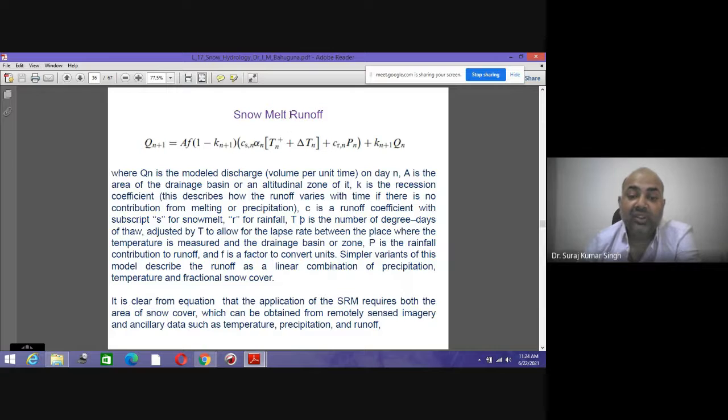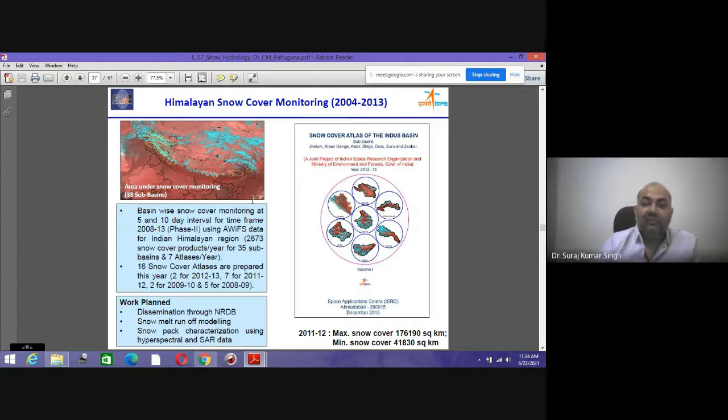So we can take out the snow melt runoff, that is, the total amount of snow that is coming out as runoff because of temperature and because of precipitation. All such calculations, methods, and operations can be easily mapped and monitored using satellite remote sensing.